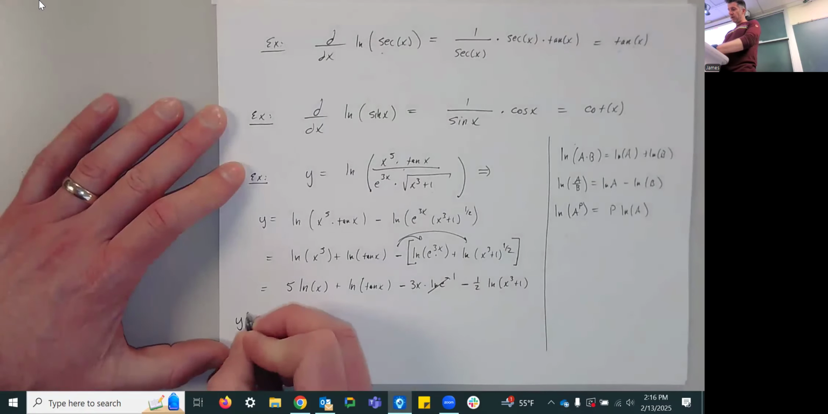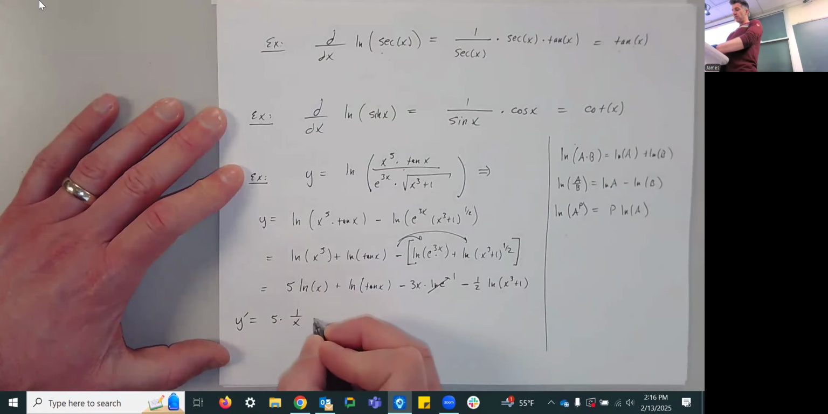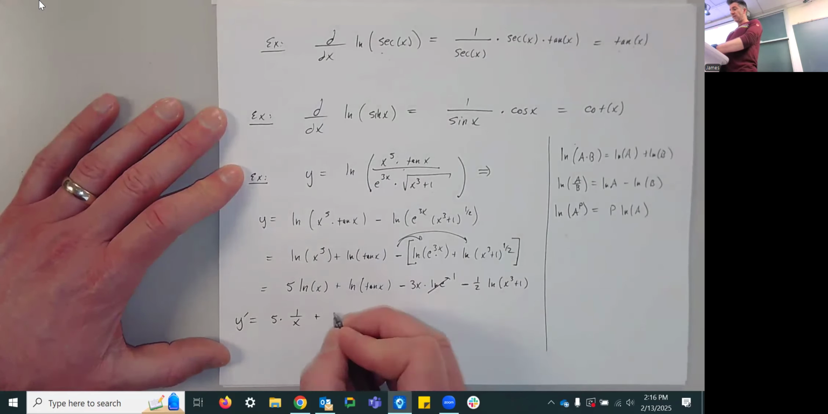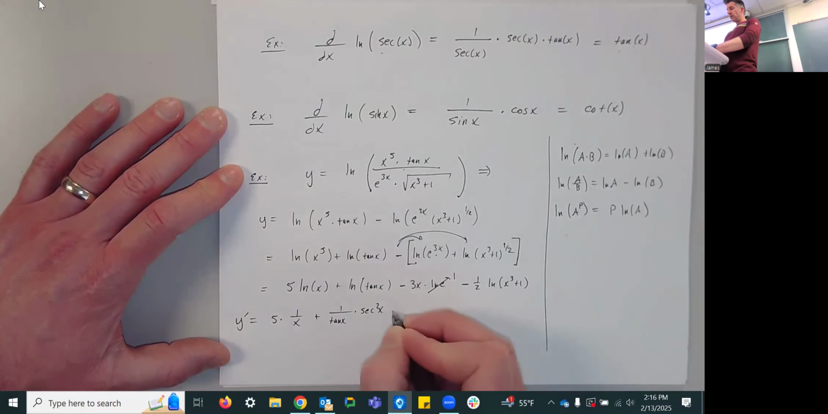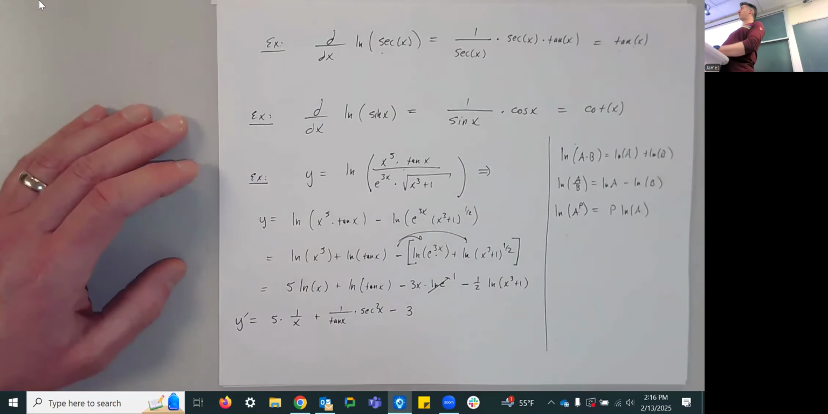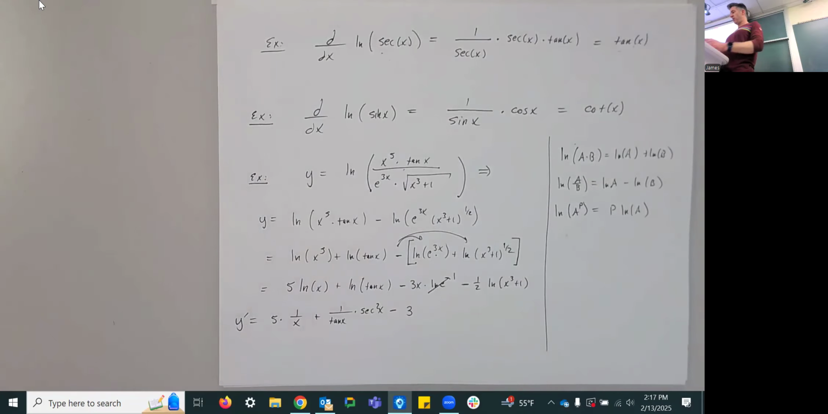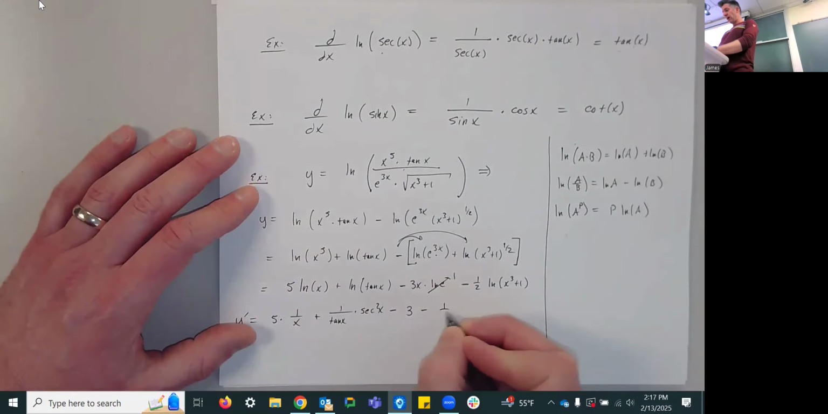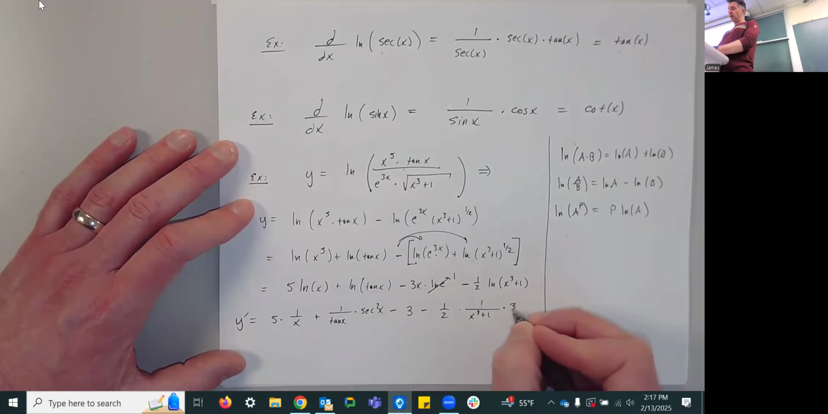The derivative is going to be 5 times the derivative of the natural log of x is 1 over x, plus the derivative of the natural log of some stuff is 1 over the stuff, times the derivative of the stuff, and the derivative of tangent of x is secant squared of x, minus the derivative of 3x is just 3. Or if you wanted to make it more complicated, you could have said it's 1 over e to the 3x times the derivative of e to the 3x, but that's a whole pain in the butt. Finally, minus 1/2 times the derivative of the natural log of x cubed plus 1 is 1 over x cubed plus 1 times the derivative of x cubed plus 1, which is 3x squared.